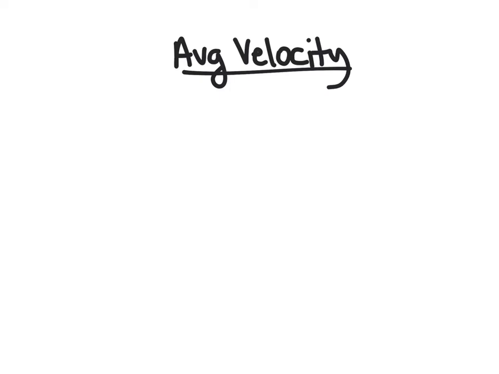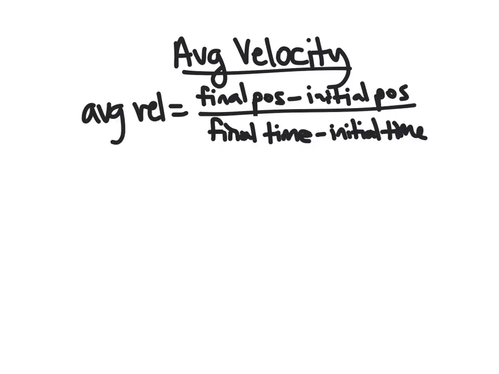Okay, so the last thing I want to discuss is average velocity and its relationship with instantaneous velocity. So let's recall, average velocity is your change in position over your change in time, right? So your final position minus your initial position is your displacement, or change in position, and final time minus initial time is the change in time or the time elapsed. So how is this different from instantaneous velocity?